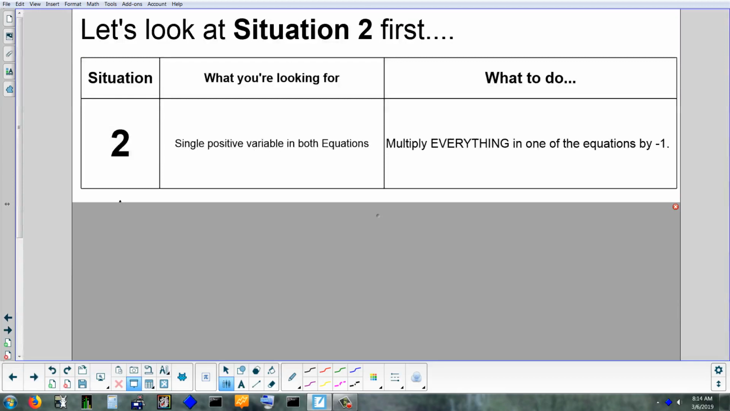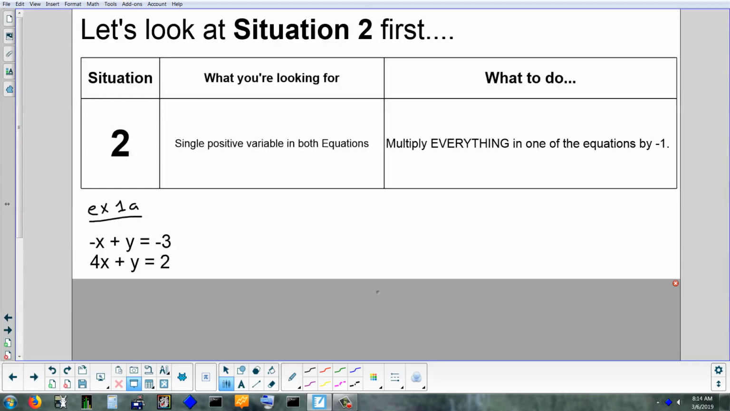So I'll just show you what you're kind of looking for. You have a single positive variable in both equations. That's like this right here. The reason we don't call that situation 1 is because we have the same letter, same number in front of the y's, but the signs aren't different. We need different signs. So how do we get different signs there? Well, that's under the what to do. What to do is you have to multiply everything in one of the equations. Which one? Doesn't matter. Try to pick the one that looks the simplest.